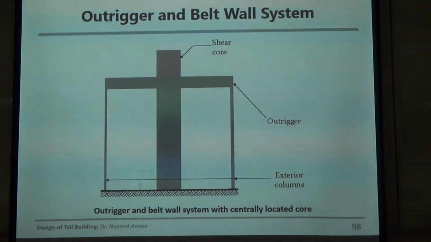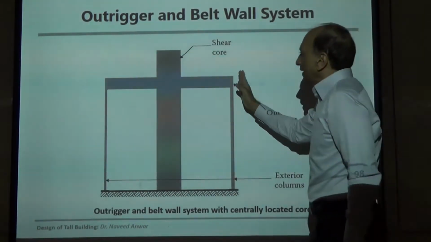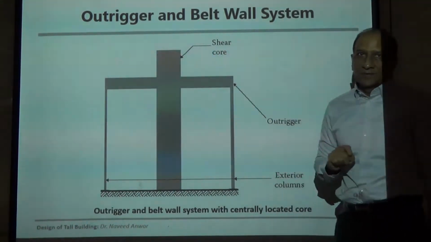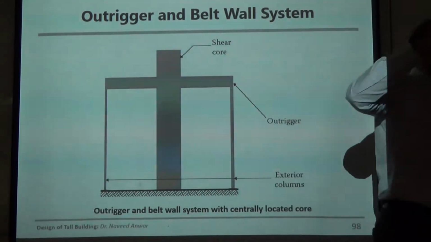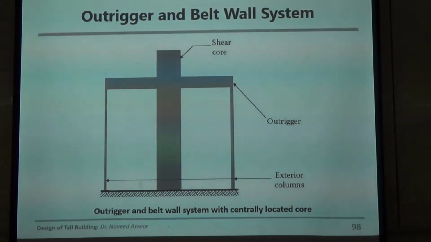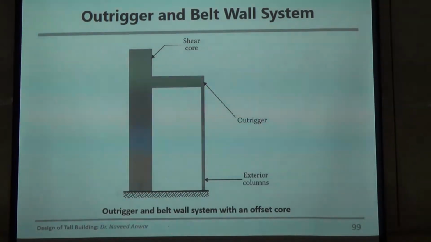And then at the outside, we sometimes use the belt. I will show you the belt also. The idea is the same as the coupling beams, but instead of using many, we use only 1 or 2 or 3 in the whole building. And they do exactly the same thing as the coupling beam. So, outrigger and belt system, I will show you the belt also.